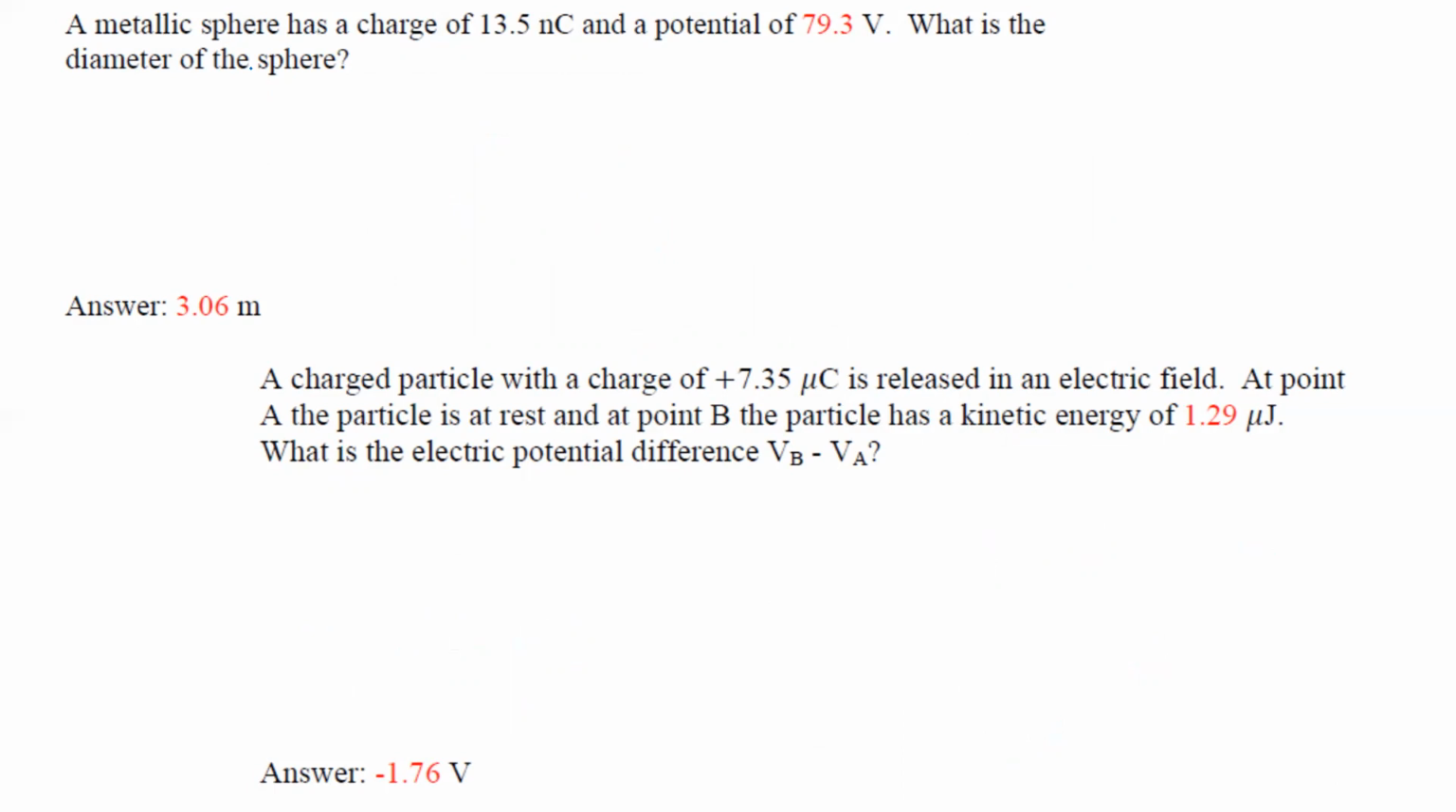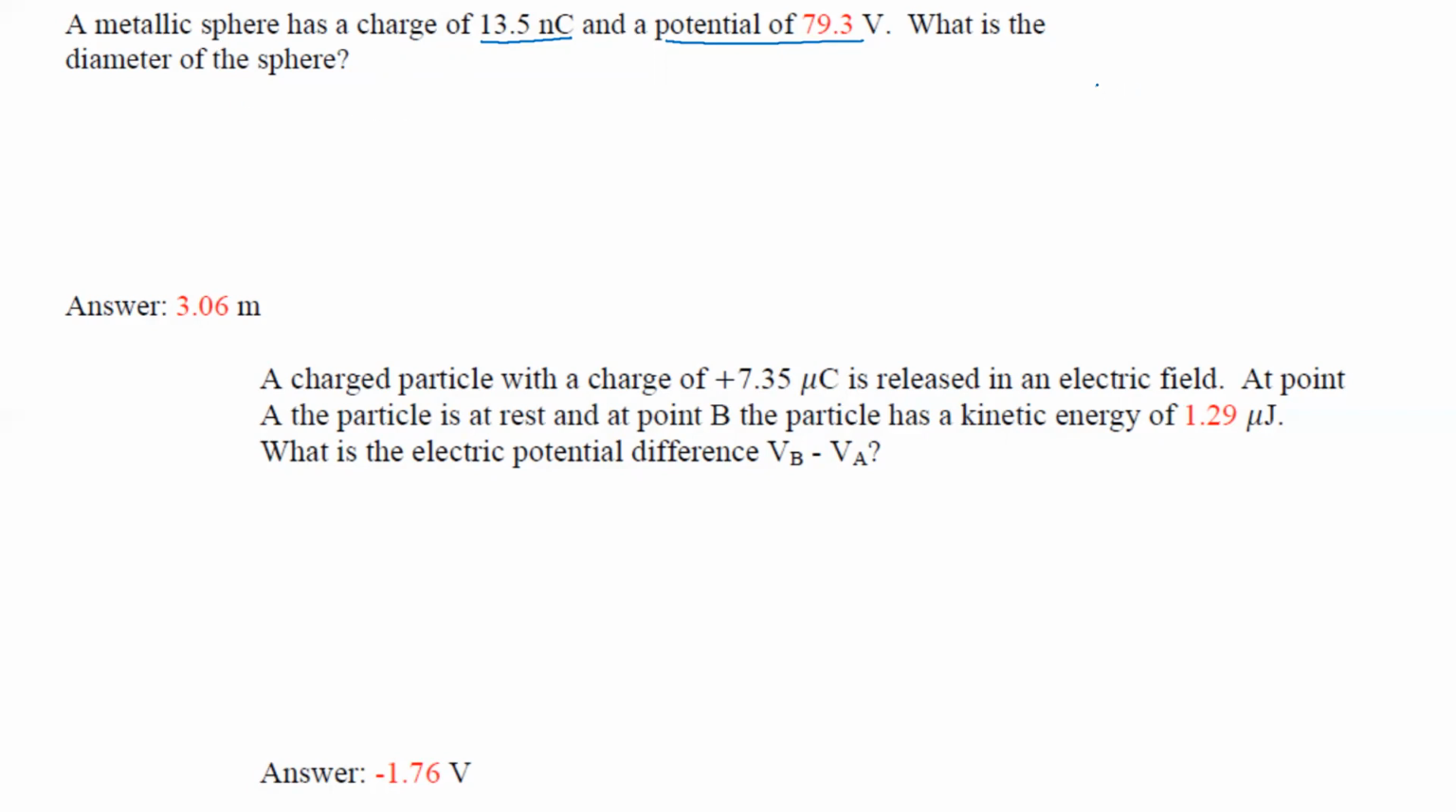So now let's solve this problem here, which is just like the problem we solved before. We have a metallic sphere that has a charge of 13.5 nanocoulomb and a potential of 79.3 volt. The question is very simple: what is the diameter of the sphere?